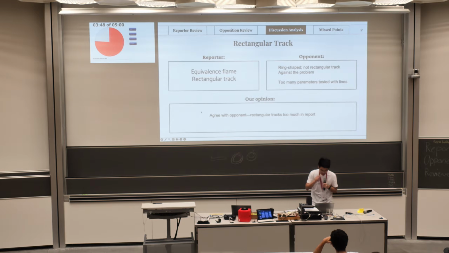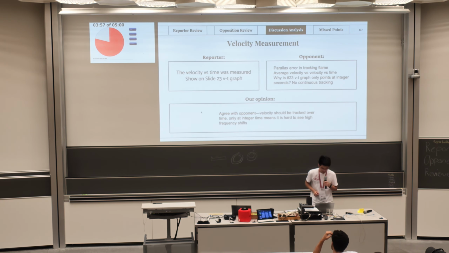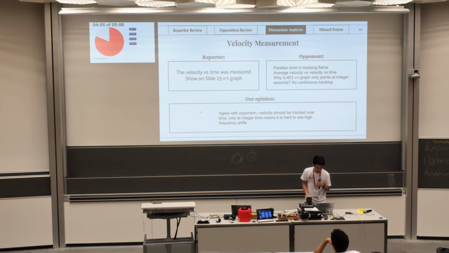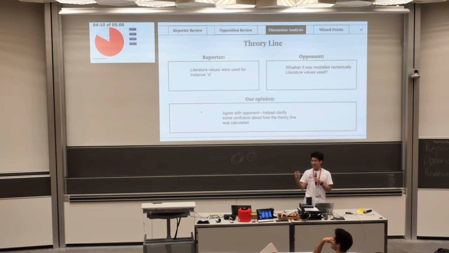So the first clash here is on the rectangular track. We agree with the opponent here that rectangular tracks were used too much in the report. We believe it should be ring-shaped, as the problem states. And then for the velocity measurement, the opponent thinks that there will be parallax error, and also the issue of average velocity versus time. We agree with the opponent here. The velocity should be tracked over time, and they have not really explained whether the acceleration actually changes.